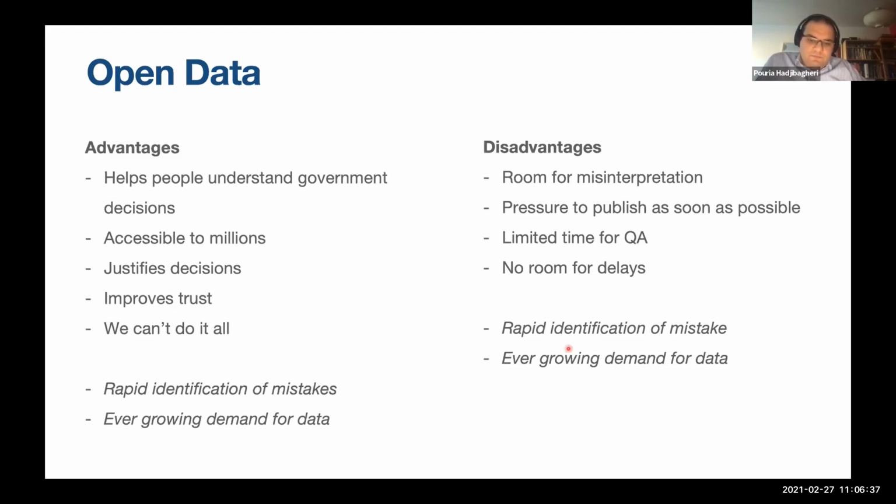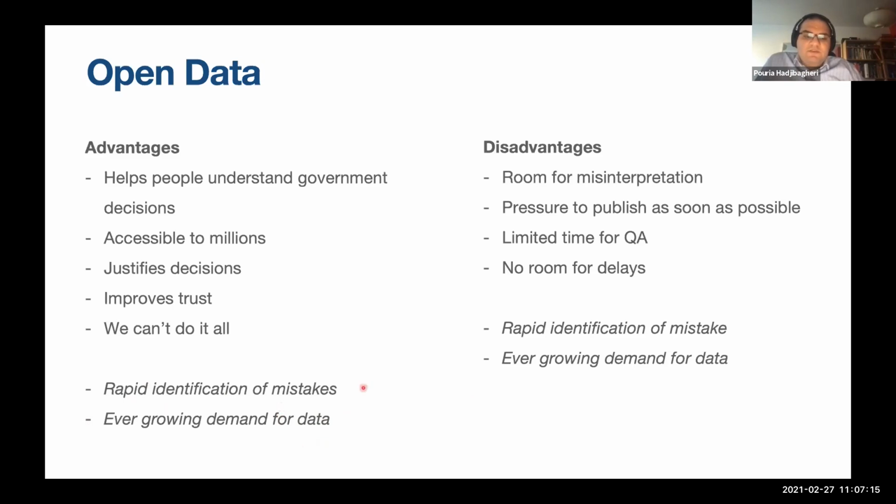But there are two things here that are both advantages and disadvantages. One is rapid identification of mistakes, and the other is ever-growing demand for data. The moment we publish something, people start asking for something else. And we are constantly trying to source new metrics and new data to meet the demand. That is not always an easy task. I'll get more into it in my concluding remarks.